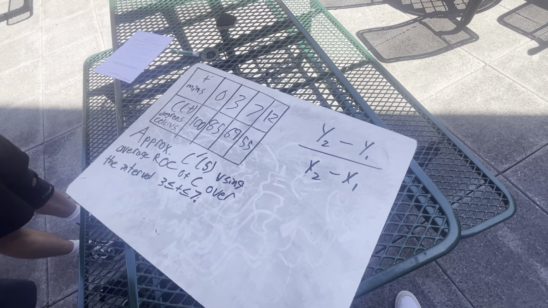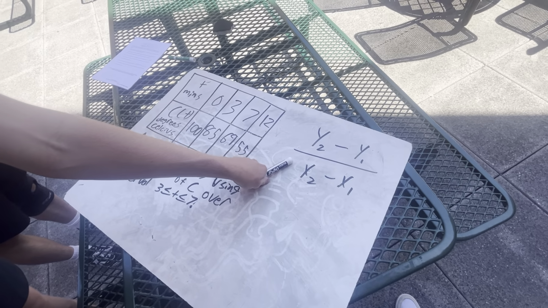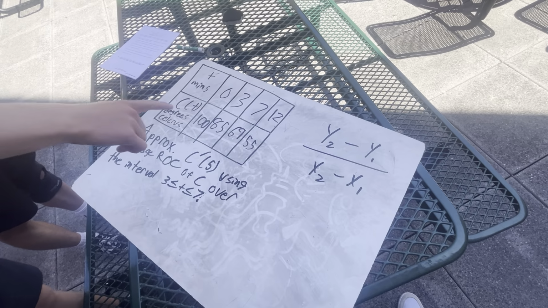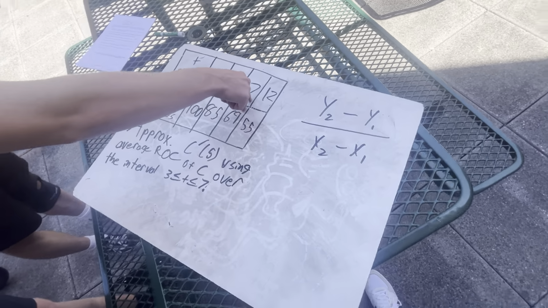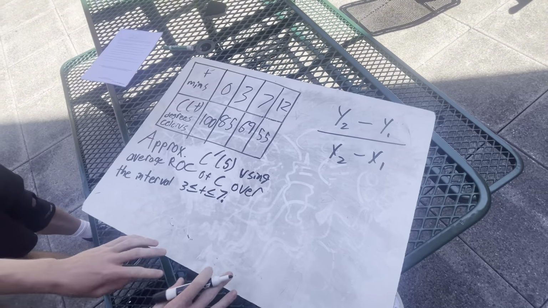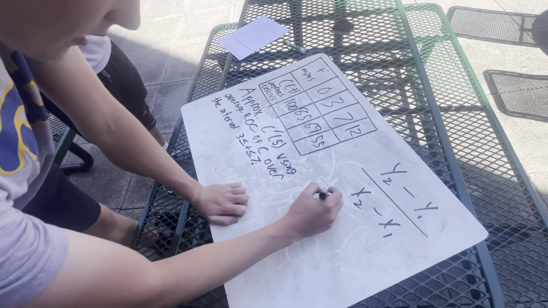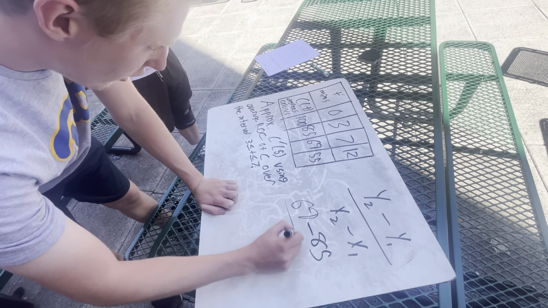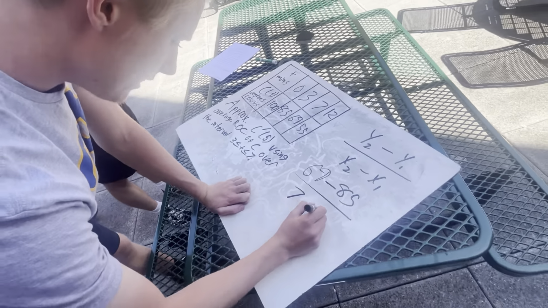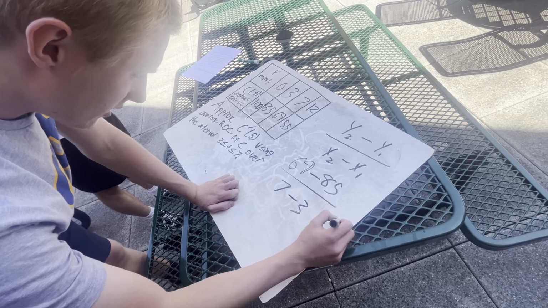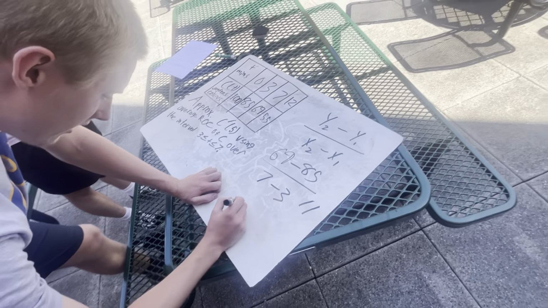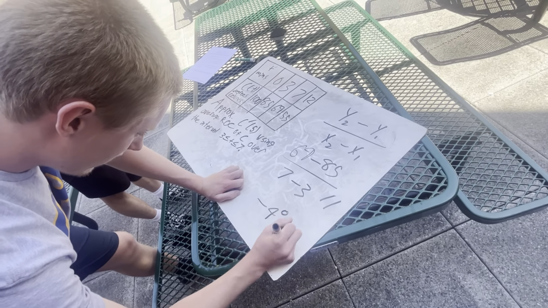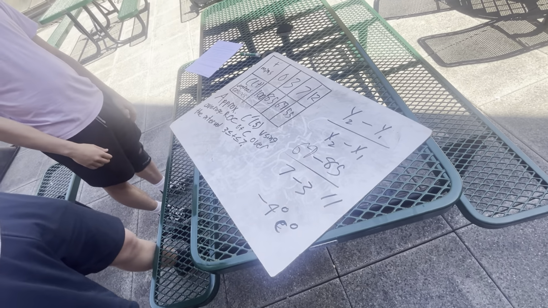In order to do that, we're going to use the slope equation: y2 minus y1 over x2 minus x1. We're just going to plug those in, so we'll end up with 69 minus 85 over 7 minus 3. And then you can do some fun math with that, and you end up with negative 4 degrees Celsius per minute.